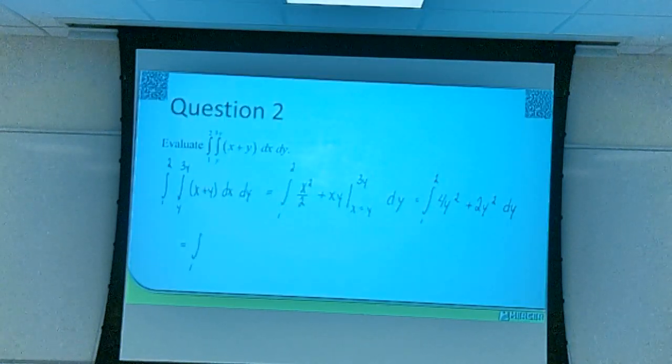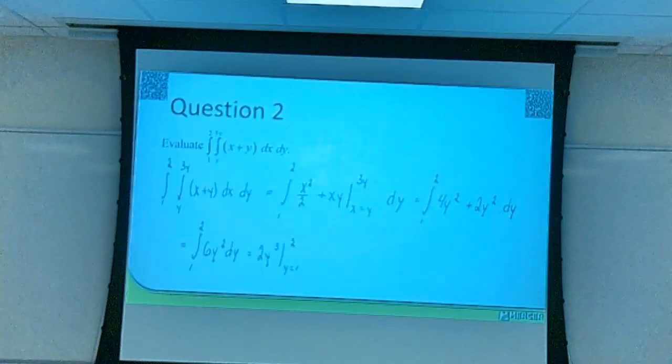It's implied that that dy applies to the whole thing. So that's just this, right? And that would be 2y cubed. 8 minus 1, 7 times 2. There is the value of the iterated integral.